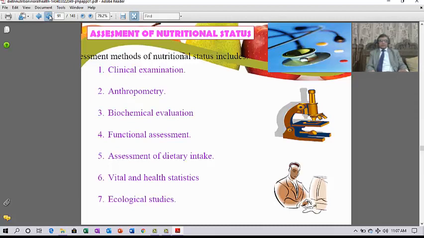The assessment methods of nutrition status. Being students or teachers of community medicine, we have to look at the community. In the community, we take a sample of the community, and we look for the following. Number one is clinical examination. Number two is anthropometry. Then number three, biochemical evaluation, functional assessment, assessment of dietary intake, vital and health statistics, and ecological studies. This will tell you the status, whether they are undernourished or they take a normal and well balanced diet, or they could be overweight as well.